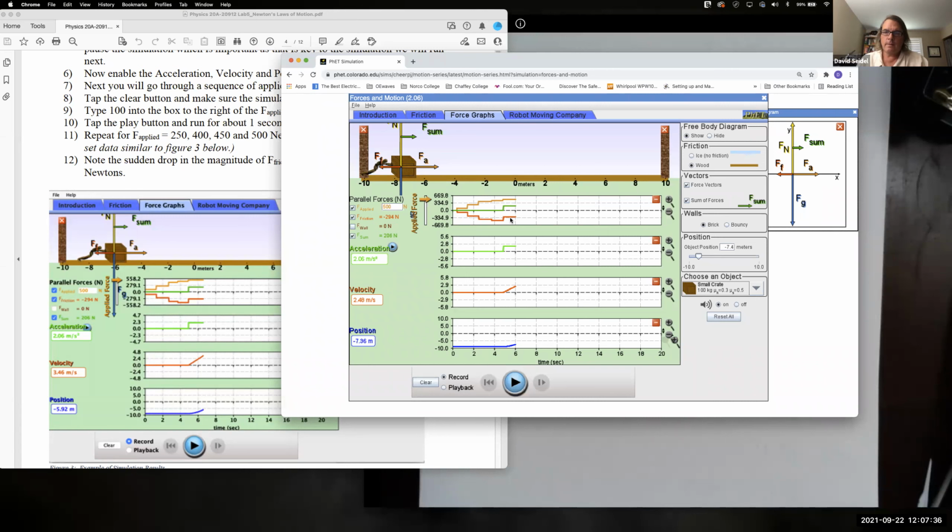So, yeah, since it's moving, only kinetic friction applies. Static friction doesn't apply if it's moving. So I'm going to be above 294, so I'm still going to be accelerating. So here's my acceleration graph. I'm going to drop it to 350 now and run it for about a second.